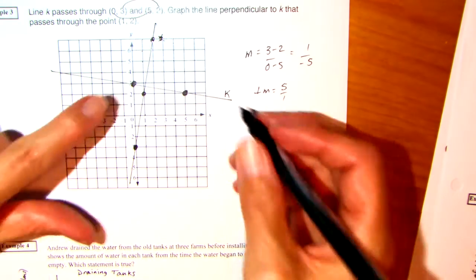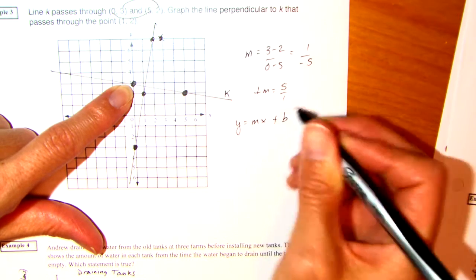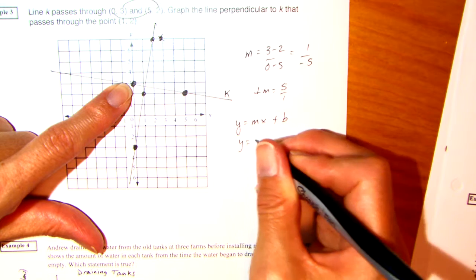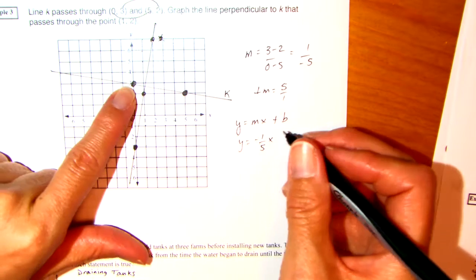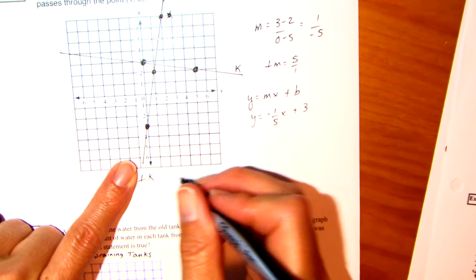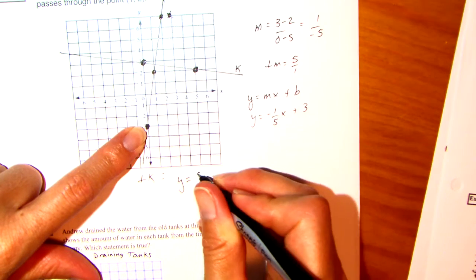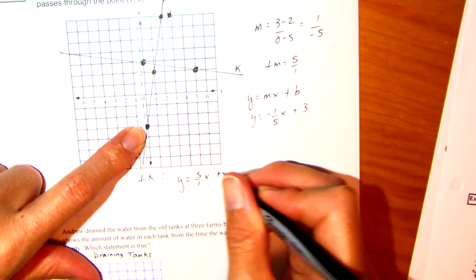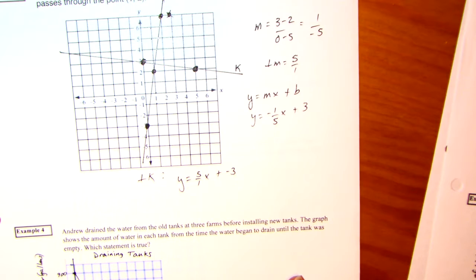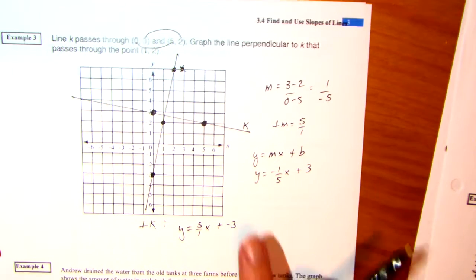Okay, so let's look at this equation right here. Y equals mx plus b, and we know the slope was down 1 over 5. So y equals negative 1 over 5x, and across a positive 3. Now how about this one? This is our perpendicular to K. Y equals, the slope is up 5 over 1, and it crosses at negative 3. I guess I didn't need to put plus or minus 3. Okay. It only asks us to graph the line. It didn't ask for the equation, but I always find that helpful.